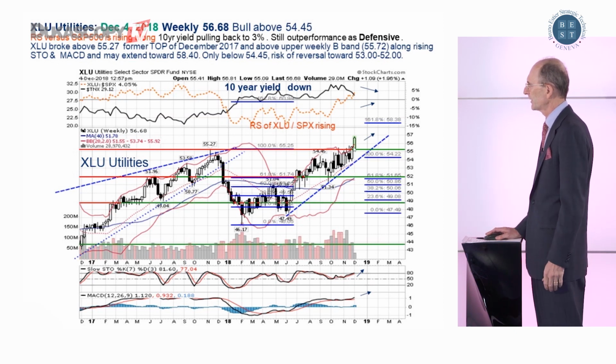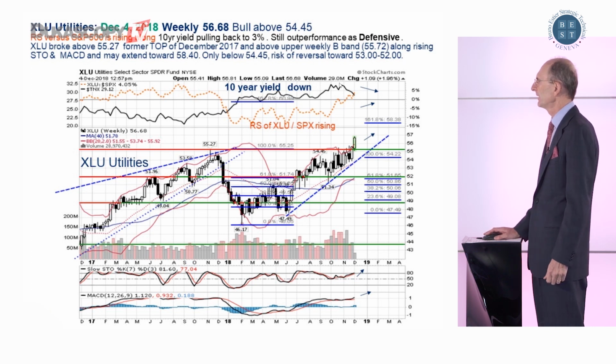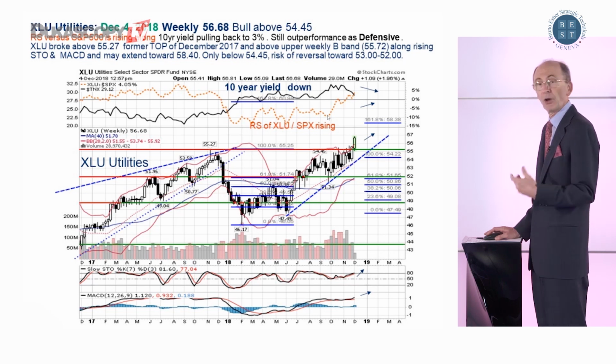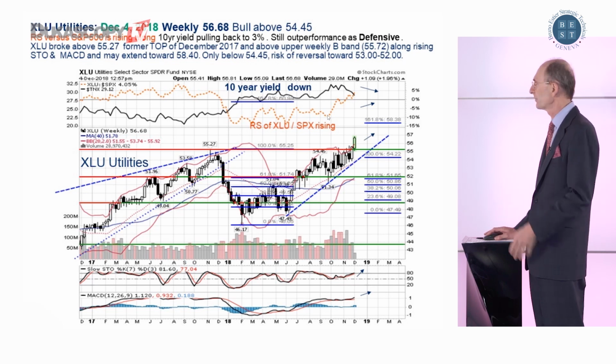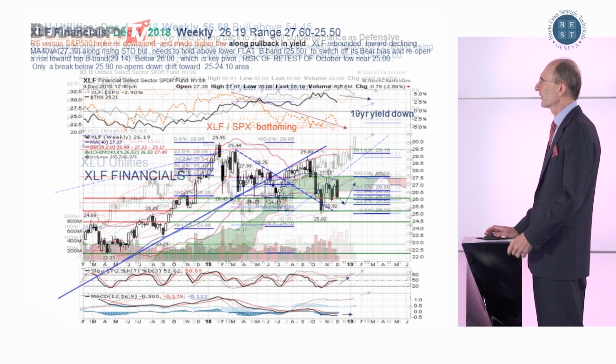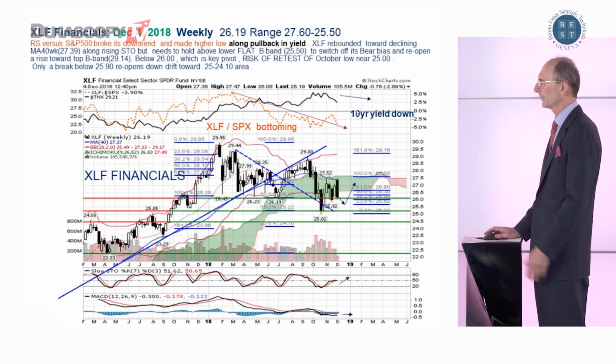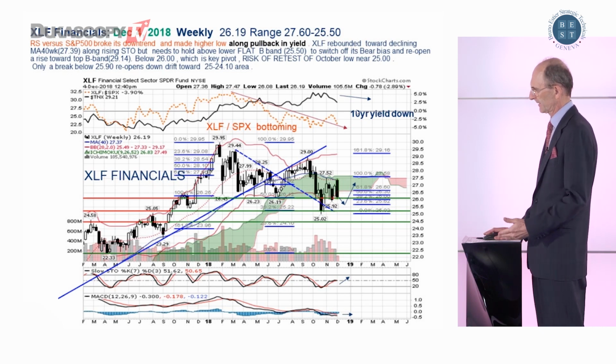And that's exactly what we see here with a break up of the utilities sector. And here the relative strength in orange of the utilities sector versus the S&P is rising. Conversely, the financial sector is doing badly because an inversion of the yield curve is bad for banks.